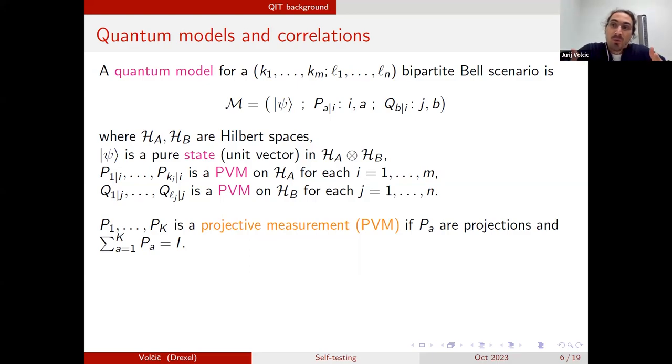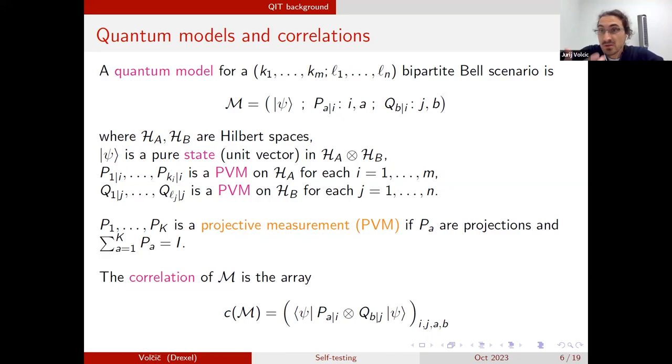Now, what's the classical thing that comes out of this scenario? Let's say uniformly you're plugging in inputs, and then you're recording the outputs, and you do that a few million times, and then you record the statistics. So that's the classical thing that you get out of a Bell scenario.